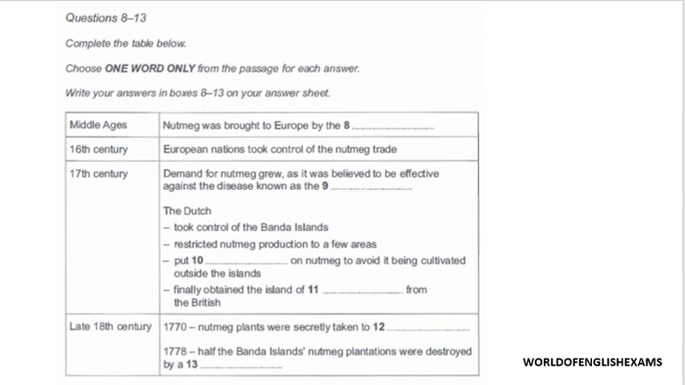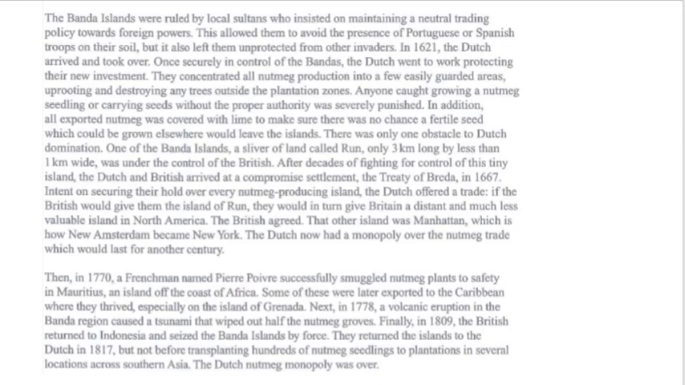Now last one, 1778. Half of Banda Islands' nutmeg plantations were destroyed by a dash. So there is a calamity due to which nutmeg production, maybe all the plants were destroyed. So let's see. In 1778, a volcanic eruption in the Banda region caused a tsunami that wiped out half of the nutmeg groves. So here the answer is tsunami for the 13th question.